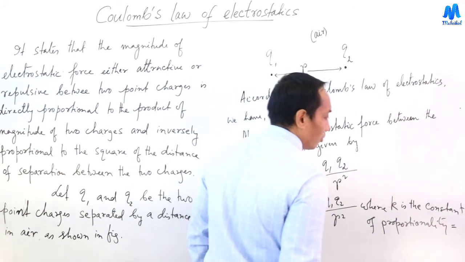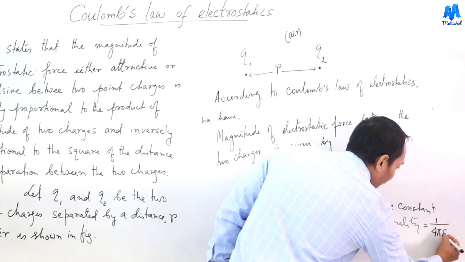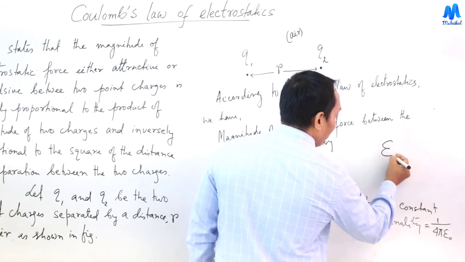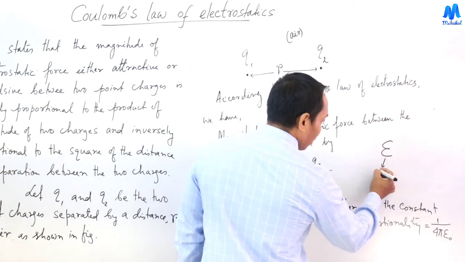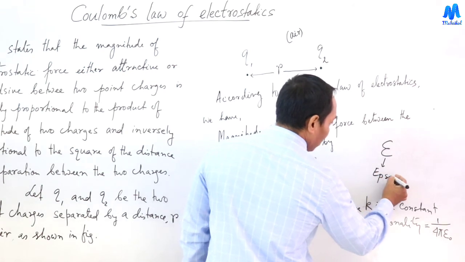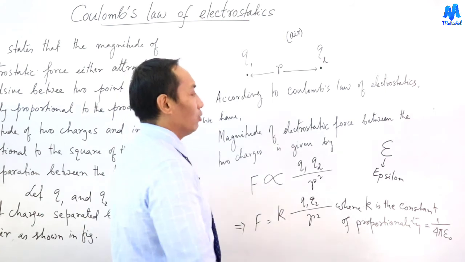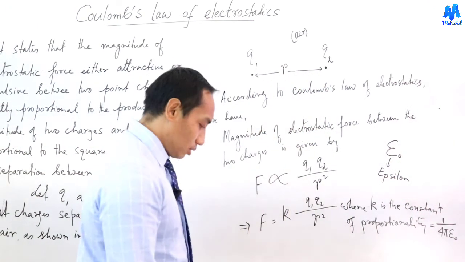Equal to 1 by 4 pi epsilon naught. This is the symbol epsilon, the Greek letter epsilon, with a subscript 0, read as epsilon not.